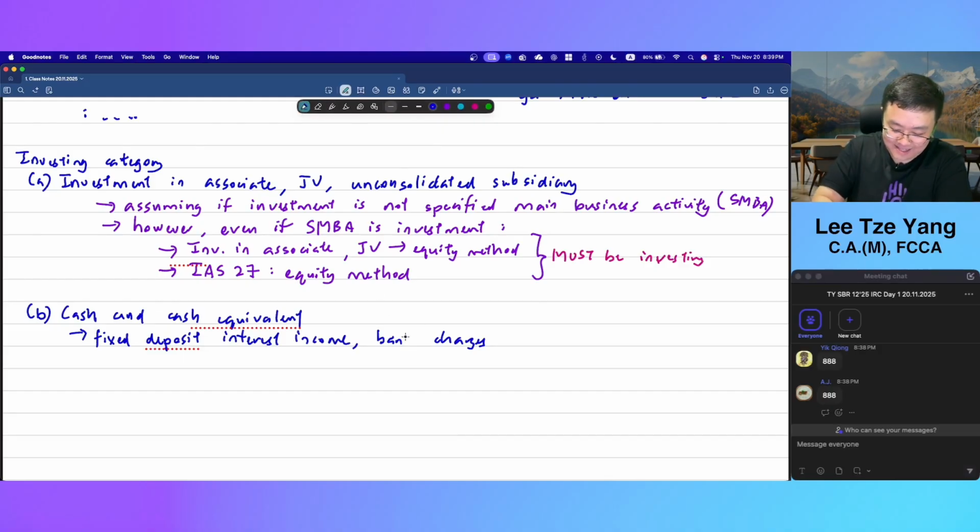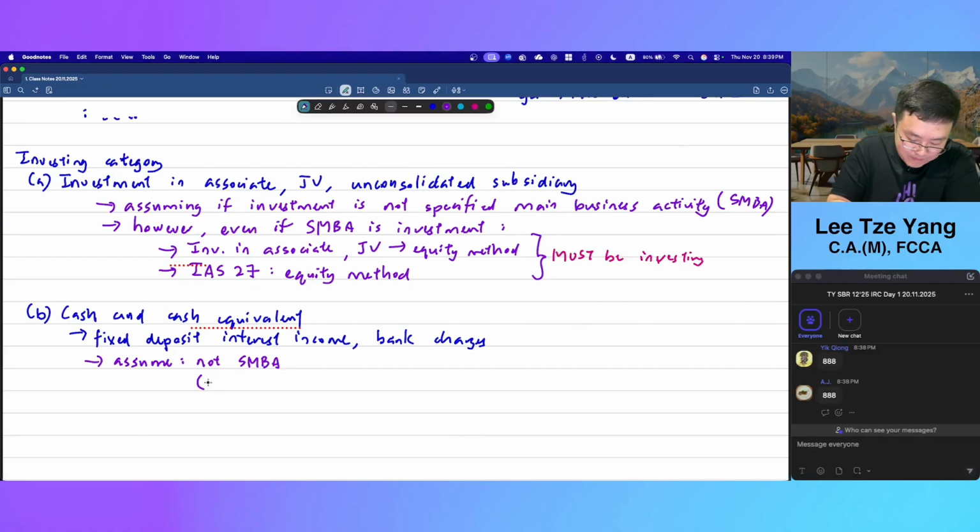And if you watched my previous video, there is a student that asked me, teacher, a foreign exchange trader, as in the foreign currency trader, they have a foreign currency account, they put in fixed deposit, they earn interest income. Which category? Investing. Confirm, I already confirmed, it is investing. Unless, again, everyone, this also assumes it is not the SMBA. Now, I need to elaborate a bit more about this.